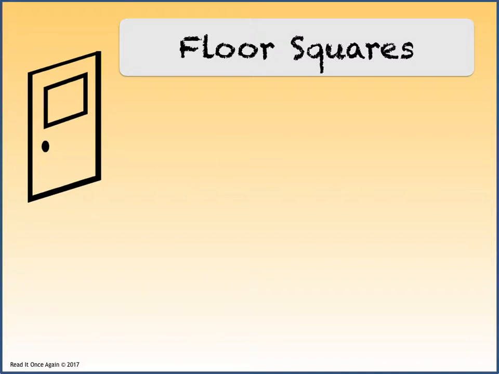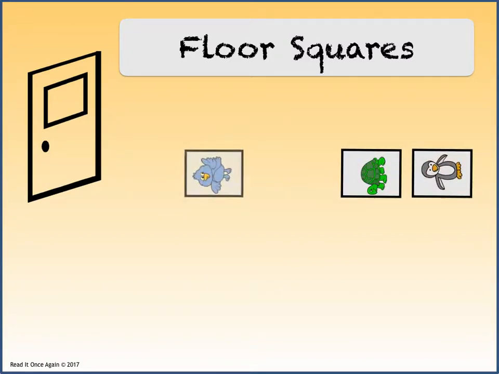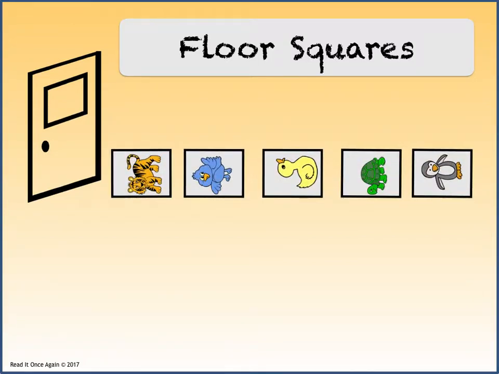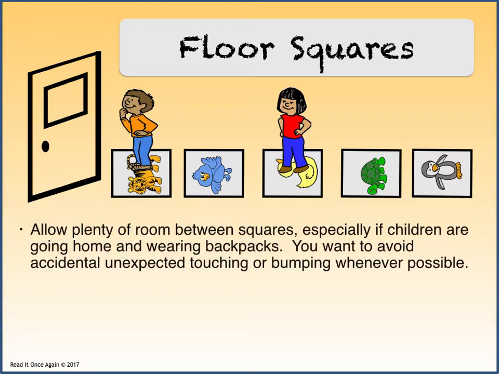Before asking children to line up, you or your assistant should place the floor squares exactly where you want the children to stand. You can prevent a multitude of behavior problems with these simple tips. Allow plenty of room between squares, especially if children are going home wearing backpacks. You want to avoid accidental, unexpected touching or bumping whenever possible.